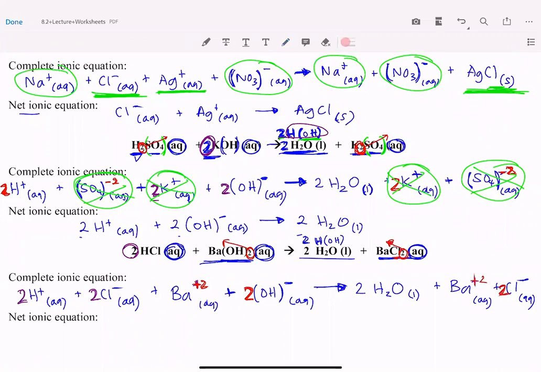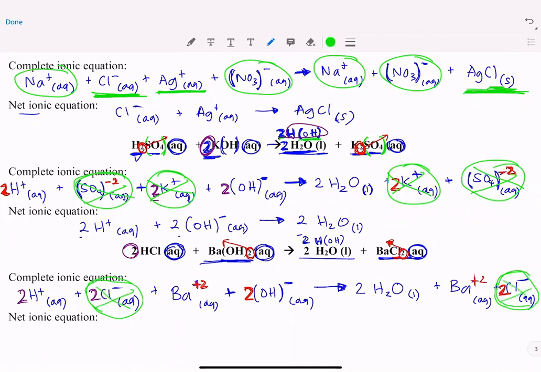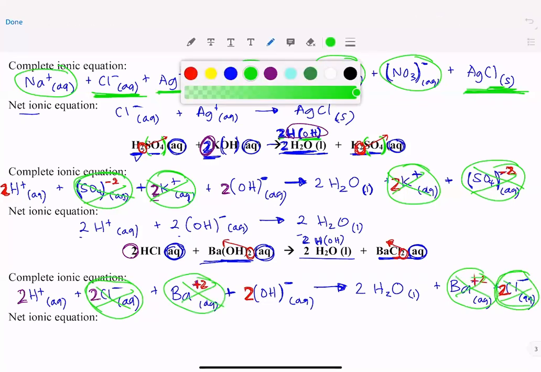Okay. So now we're going to circle exactly what's the same. So this is exactly the same, 2 Cl minus AQ. It has to be the same coefficient, the same charge value, and the same physical state in order to cross it out and get rid of it. The other thing that's exactly the same is Ba plus 2 with the aqueous physical state. That's exactly the same on both sides, so you can get rid of it.